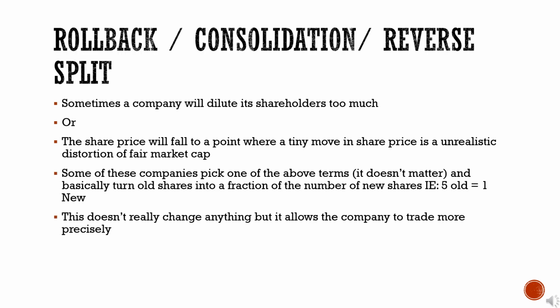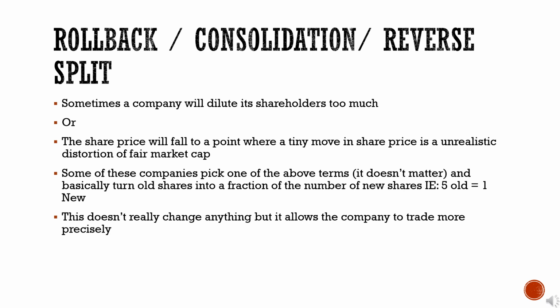The next family of terms, which is still part of the dilution theme, is rollback, consolidation, or reverse split. Sometimes a company will issue shares and then continue and issue more shares and get to a point where there are too many shares to adequately reflect changes in the company's value, where a 1.1 cent change would be a bigger change than the company's intrinsic change in worth.